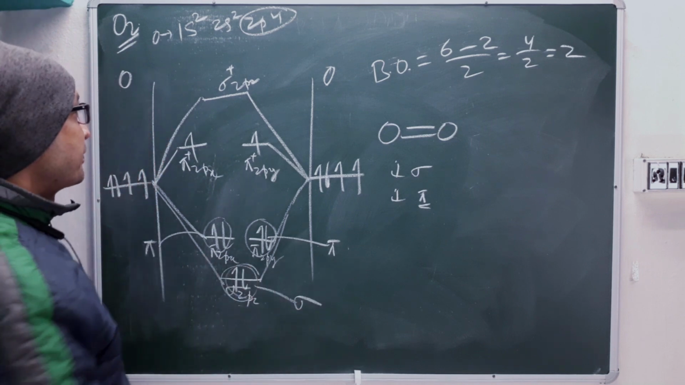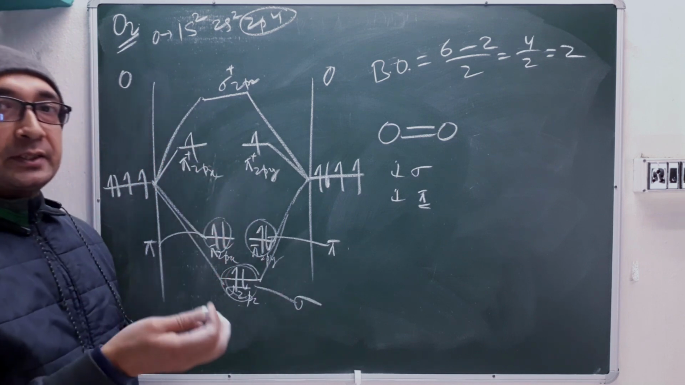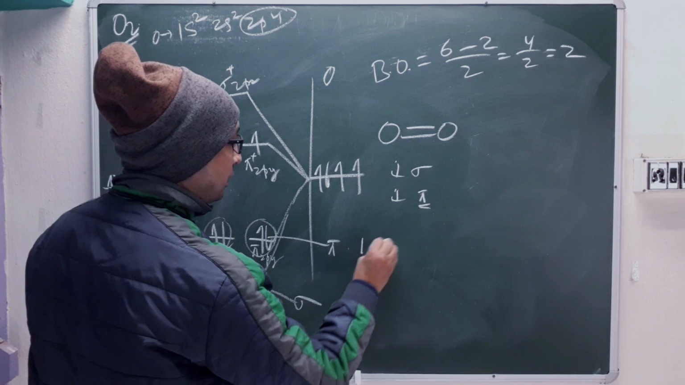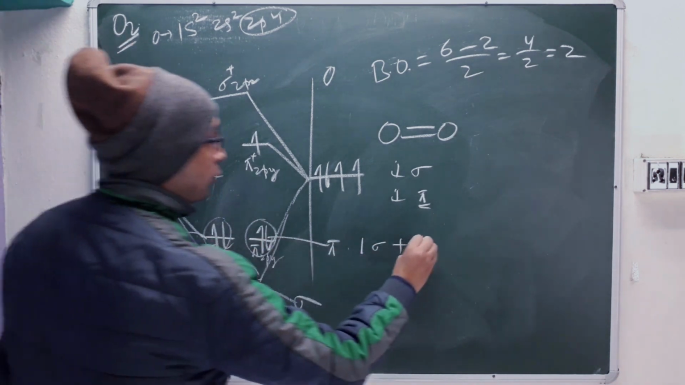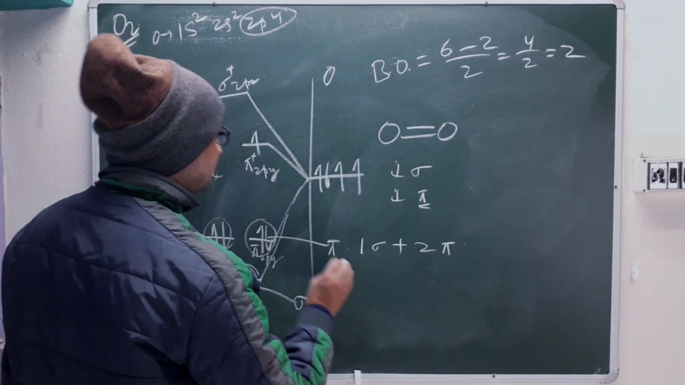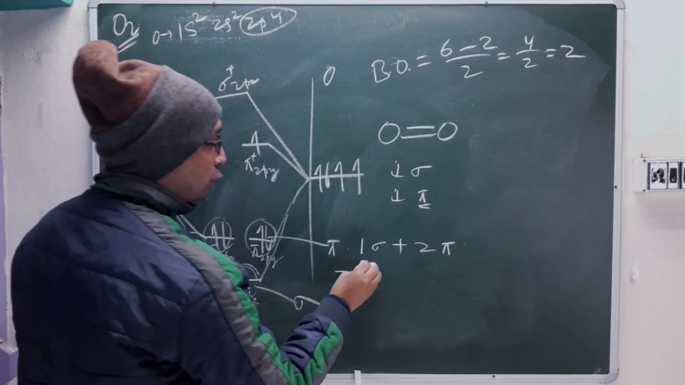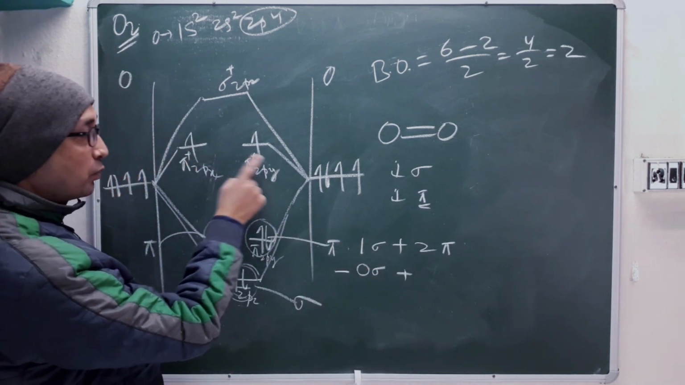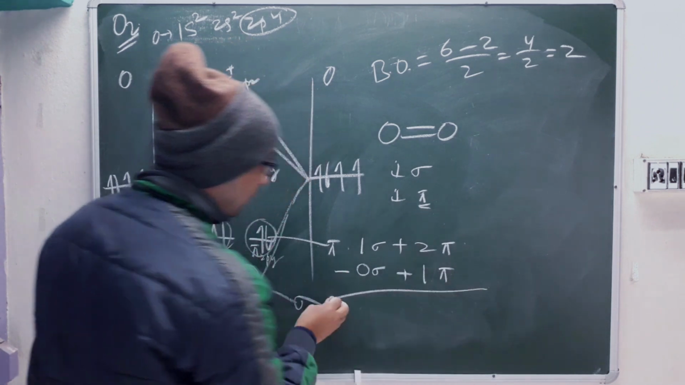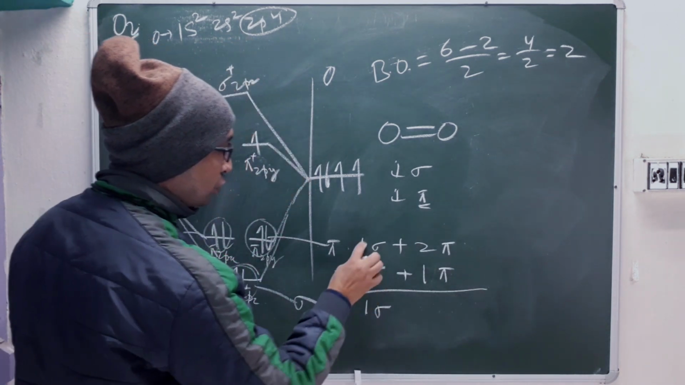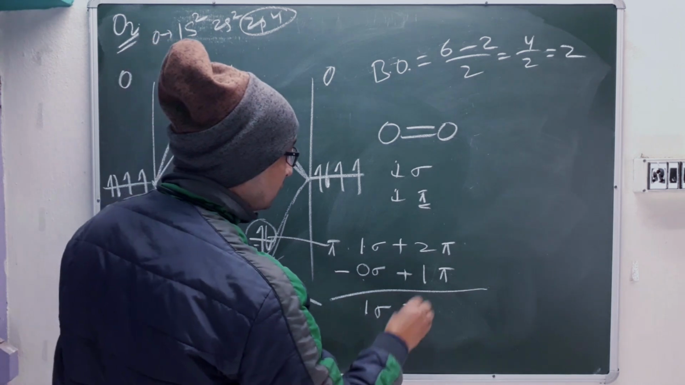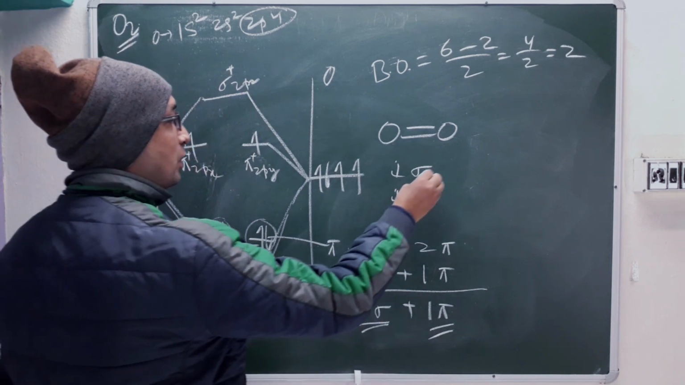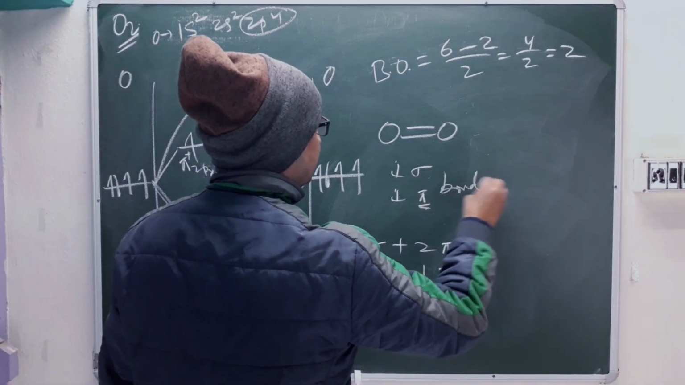Now you just see, this is anti-bonding, and anti means it will just do the negative. So overall we have one sigma bond plus 2 pi bonds. Minus, in sigma there is no electron, so 0 sigma. Plus, 1 pi bond is there in anti-bonding, so minus 1 pi bond. Overall, how much is it coming? This will be 1 sigma, because 1 minus 0 is 1, plus 2 minus 1 is 1 pi. So 1 sigma and 1 pi. Okay, this is your answer.